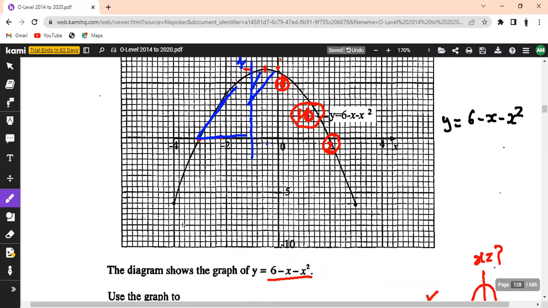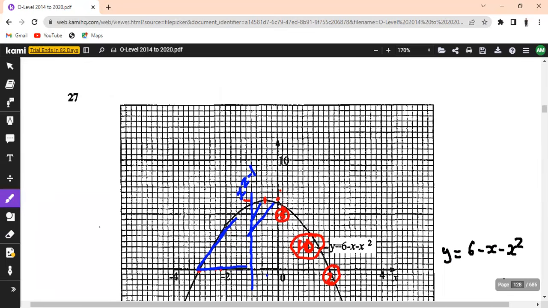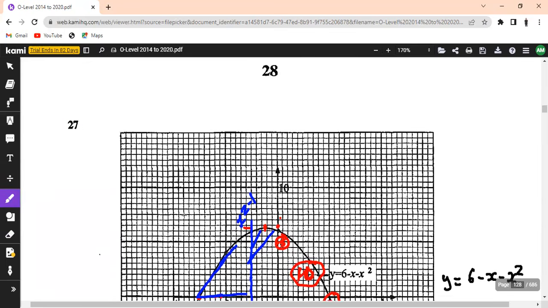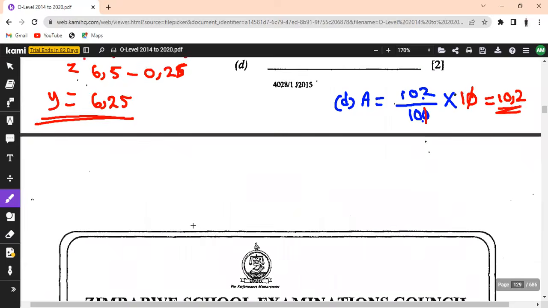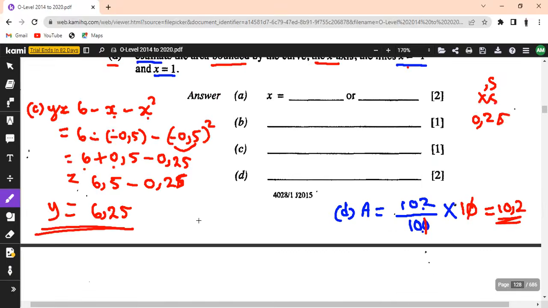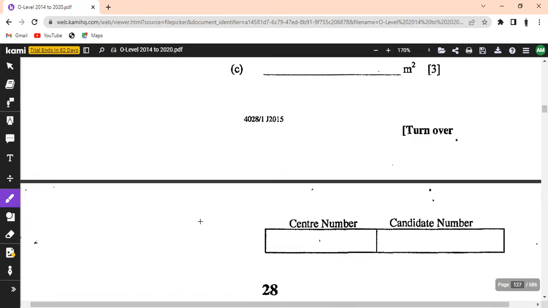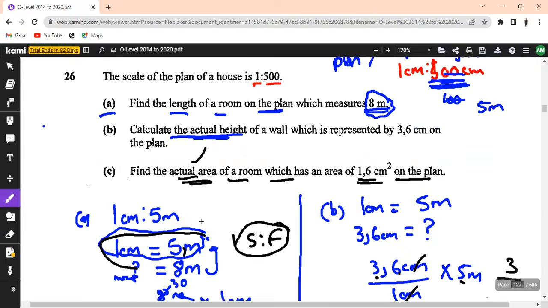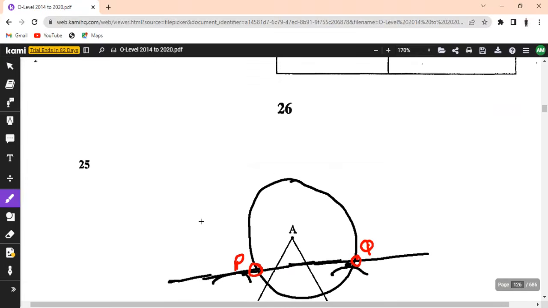So that's what we had, guys. That's our last question of the paper, which was number 27. As you can see, all we need is to revise as many questions as possible. Revise as much as you can. That is the best way that you can do.